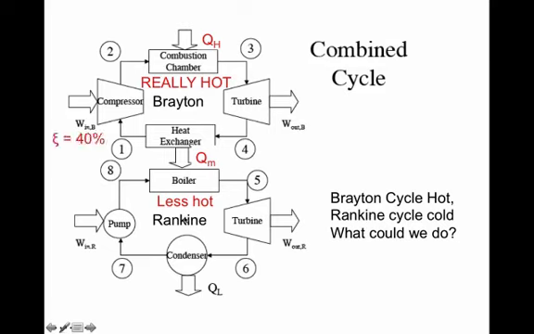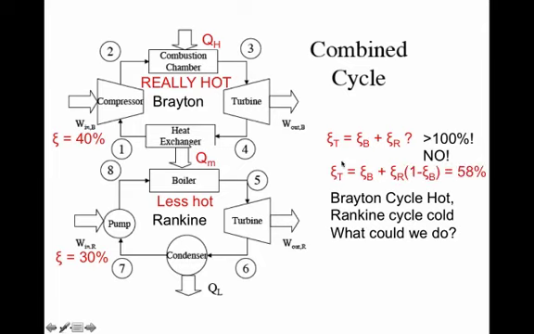So the efficiency of a Brayton cycle could be 40%, and the efficiency of a Rankine cycle might be 30%. So what's the total efficiency? Do you just add them? No, that actually, if they were higher efficiency, you could potentially get over 100%. That's not correct. The correct formula is the efficiency of the Brayton plus the efficiency of the Rankine times 1 minus the efficiency of the Brayton.